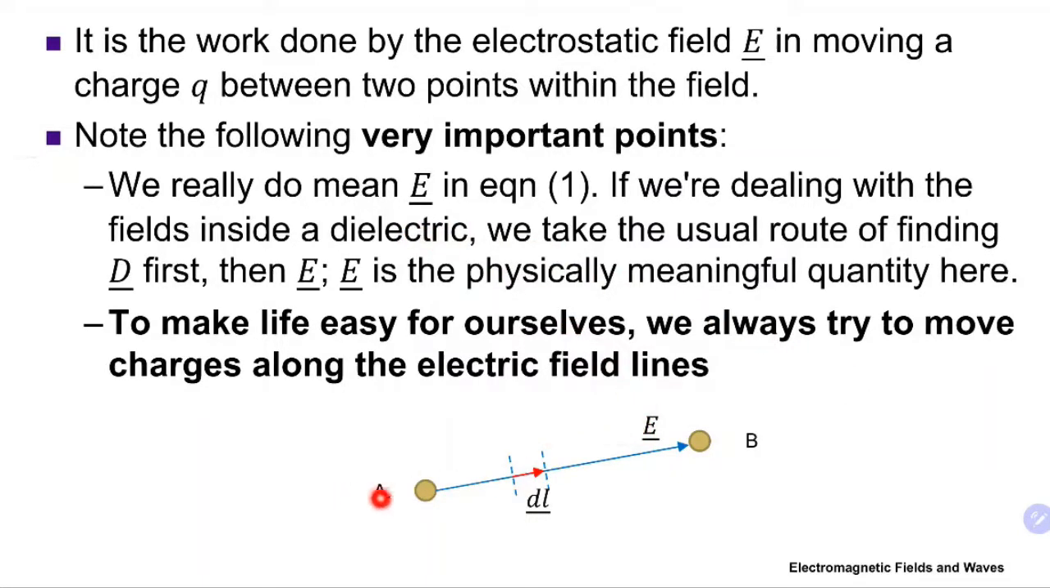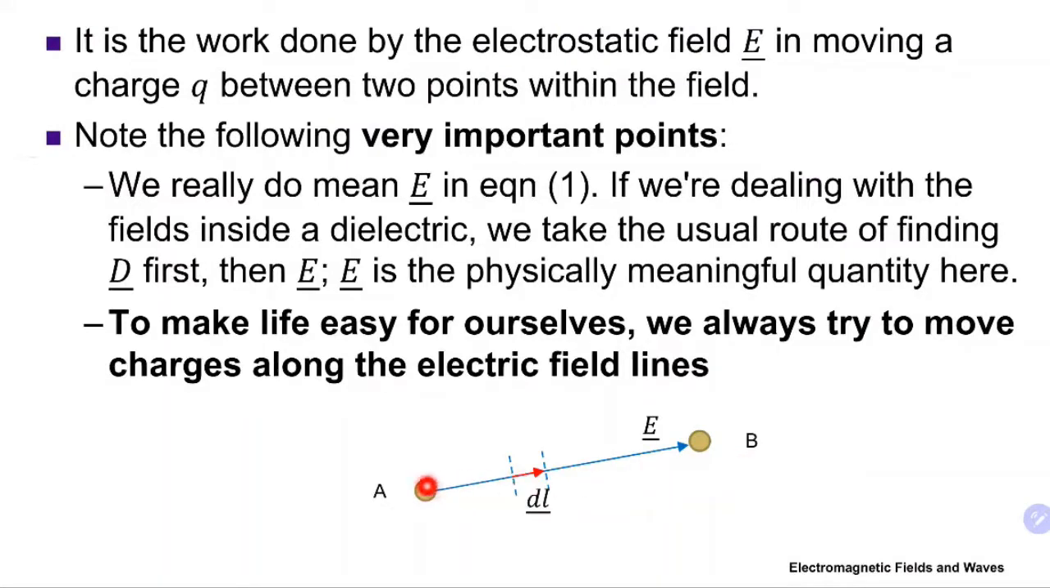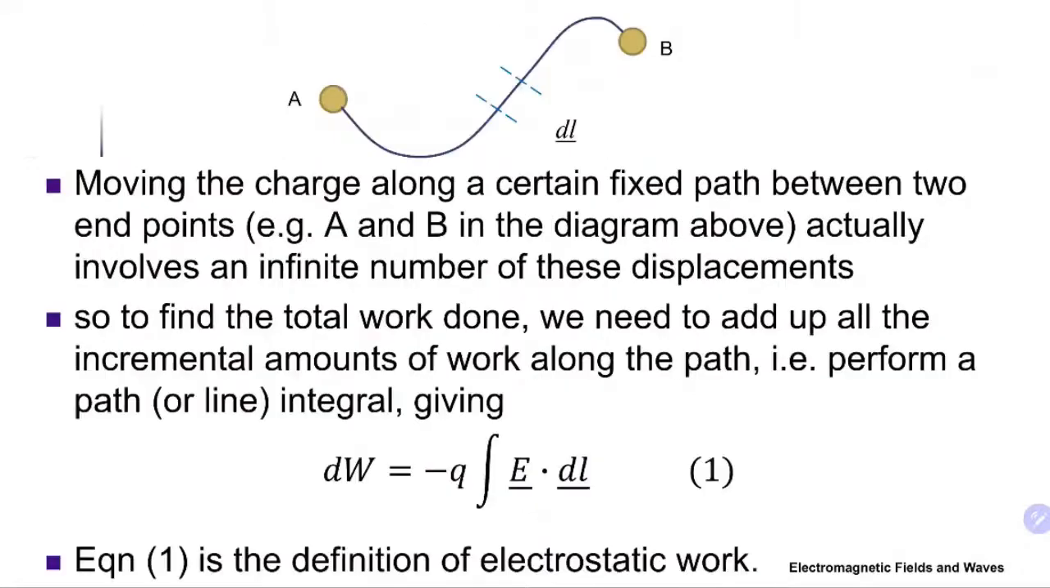So it will be easier. Just now we moved along a curved path here. But if we know the electric field, and I have my electric field pointing from A to B, it will be easier to compute if I choose the path which is along the electric field. If my path is in the same direction as the electric field, then it will make this integral a lot simpler. So E dot dl becomes just a scalar, which is E times L.